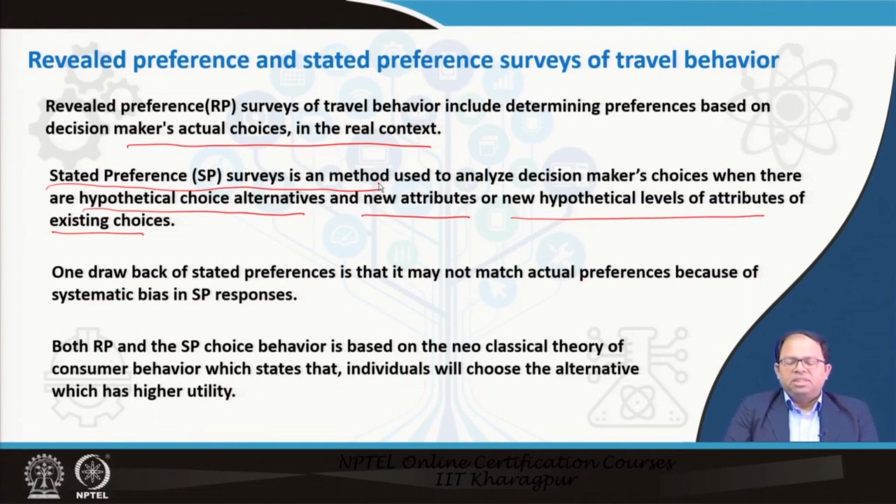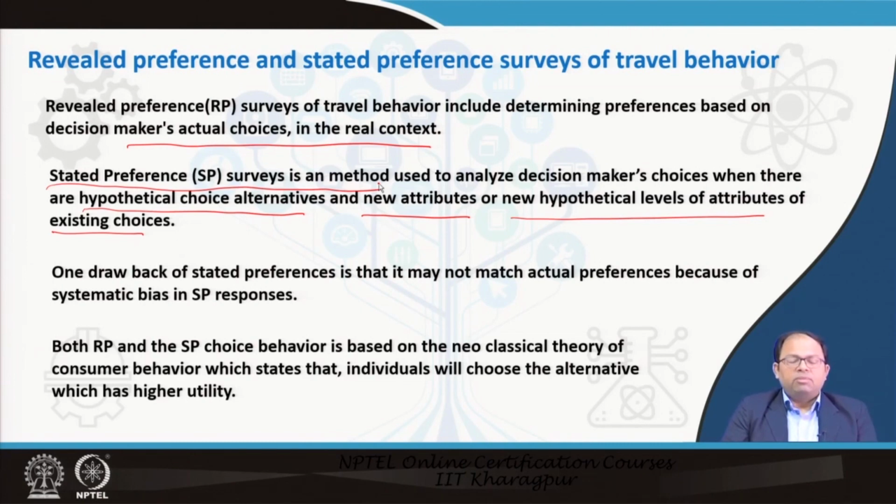One drawback of stated preference is that it may not match actual preferences because of systematic bias in SP responses. That is understood. For example, if I am asking a person, will you choose, he may say yes or no. Like for example, in most cases when we ask people, will you pay for certain features which will improve the environment, people will say yes. Or will you pay extra for buying a bag which is not made of plastic, people will say yes, but maybe they will not do that when they are doing the actual shopping. So their actual behavior may vary from the behavior that they have stated that they will do.